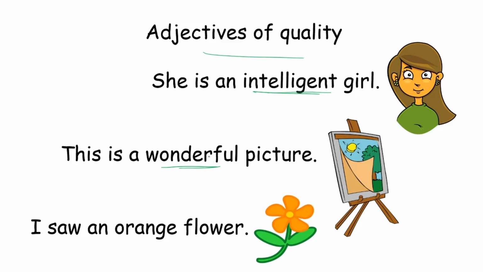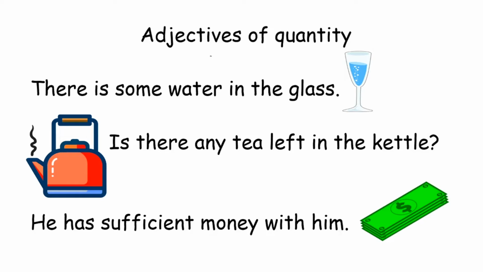I saw an orange flower. Flower here is the noun, and what kind of flower did I see? I saw an orange flower. So orange here is an adjective. Another thing that we need to keep in mind is these adjectives are often written before the noun or the pronoun.